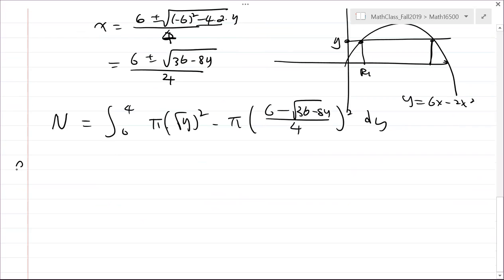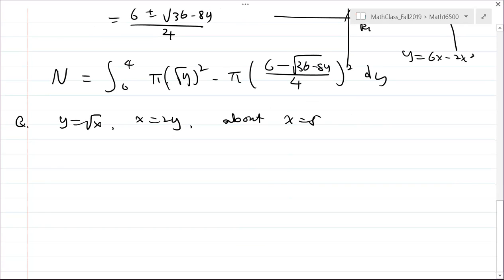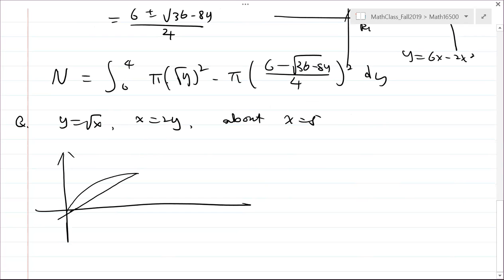And a similar problem like this: here the region is bounded by this, and the location is about x equals 5. You see, this is another vertical line, x equals 5. So when you draw, first of all, you draw the region, y equals square root of x, right? And y equals 1/2 of x, or x equals 2y.